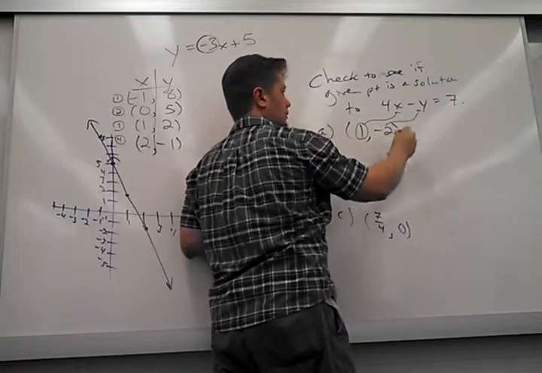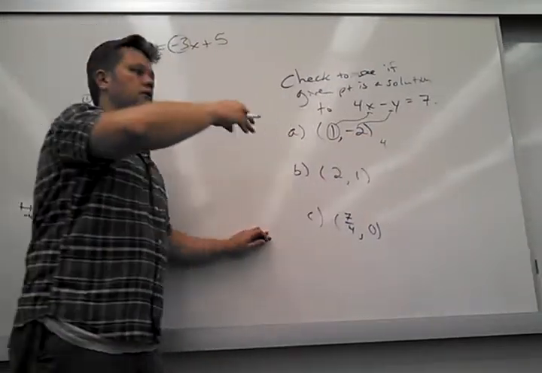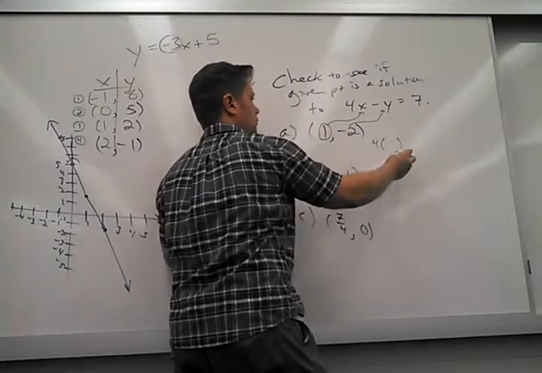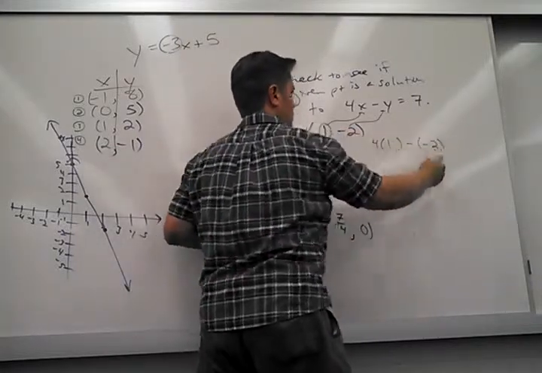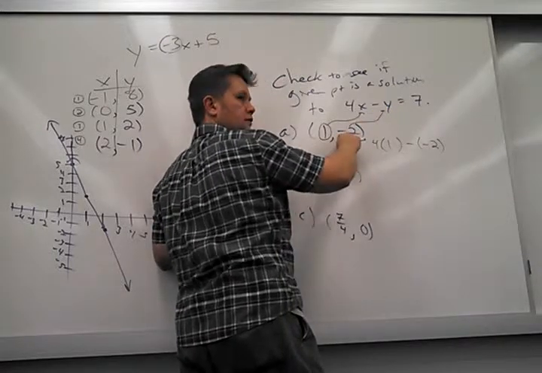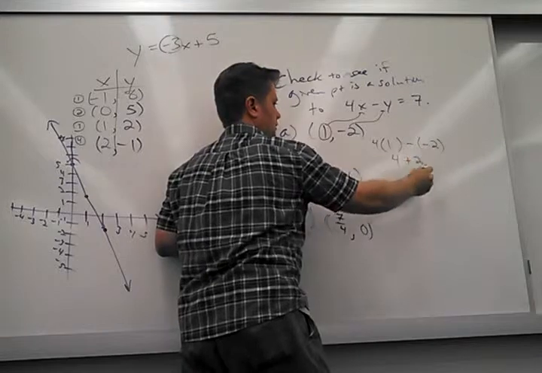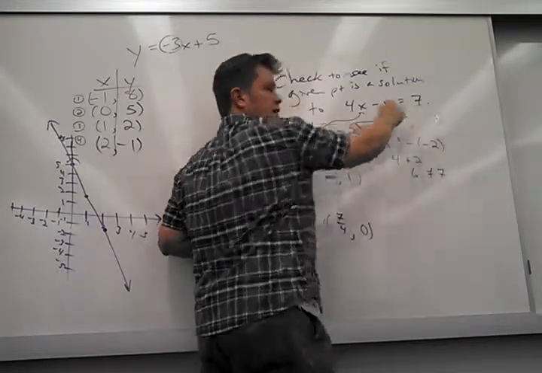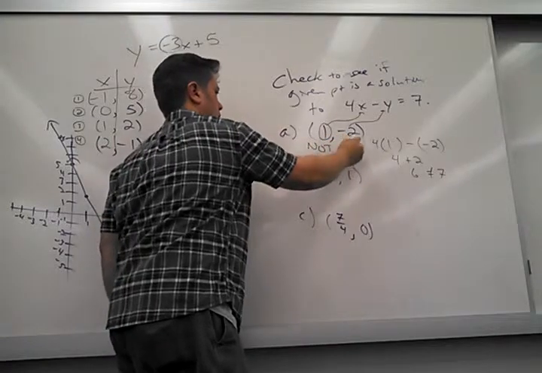So to check this, just like I always do, how do I check any equation solution? I plug it back in. So 4 times 1 minus negative 2. You have to be careful, there's a minus negative 2. So I get 4 plus 2 is 6, not 7. So this is not a solution.